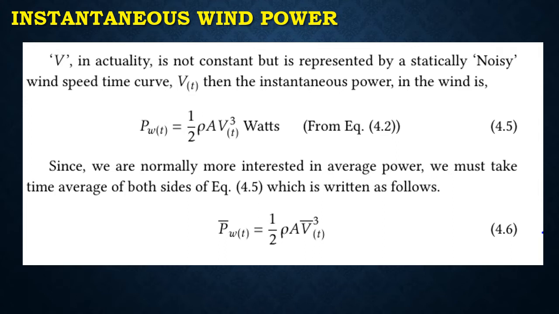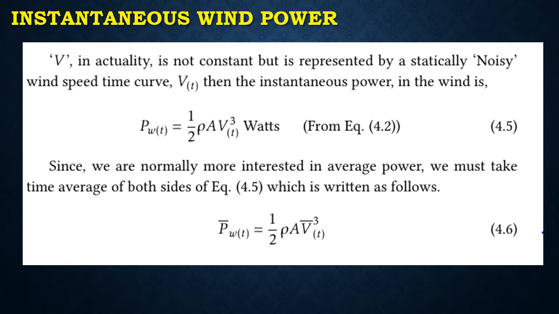You can see V is the velocity. In actuality it is not constant. In the atmosphere wind blows at different speeds at different time intervals. Sometimes there will not be any wind. Therefore it is represented by a statistically noisy wind speed time curve V(t), then instantaneous power in the wind. Since it is not constant, we are going to express the instantaneous power expression.